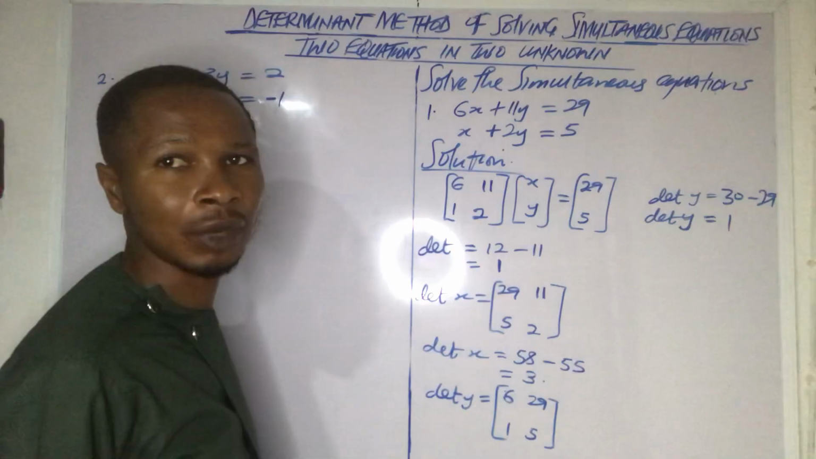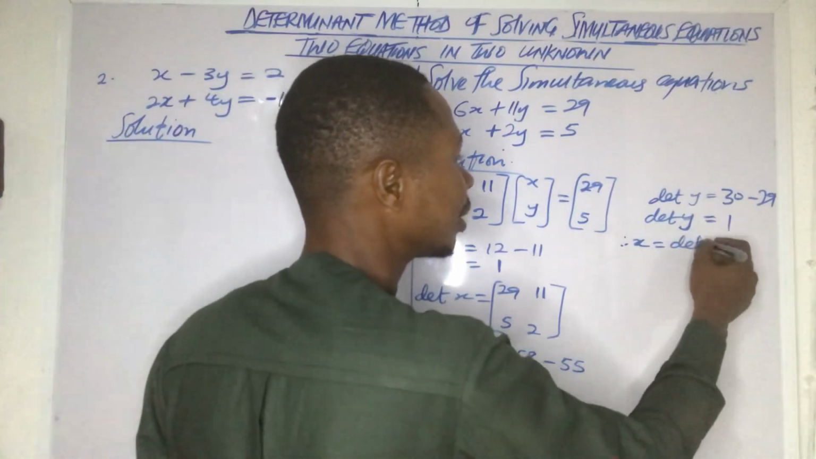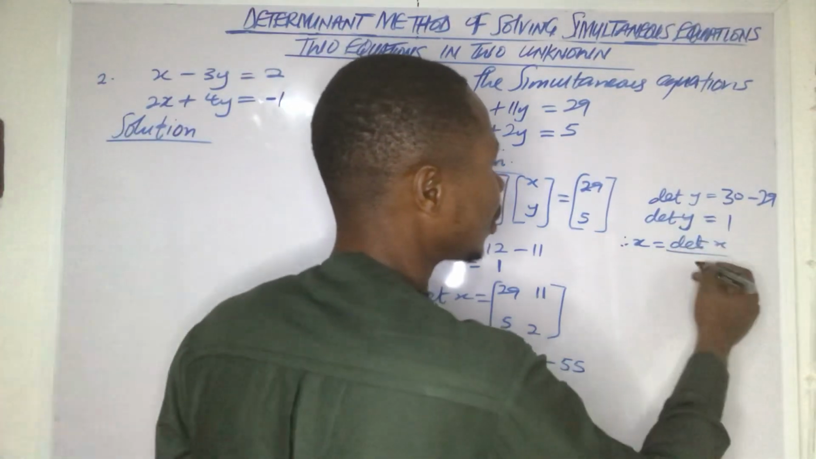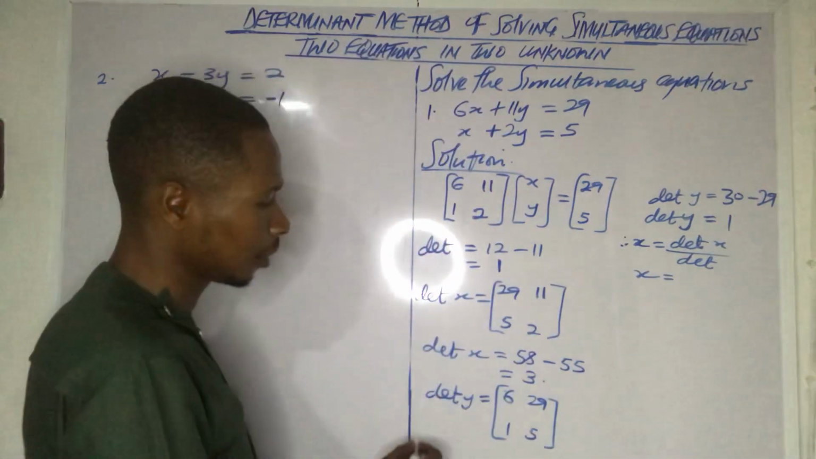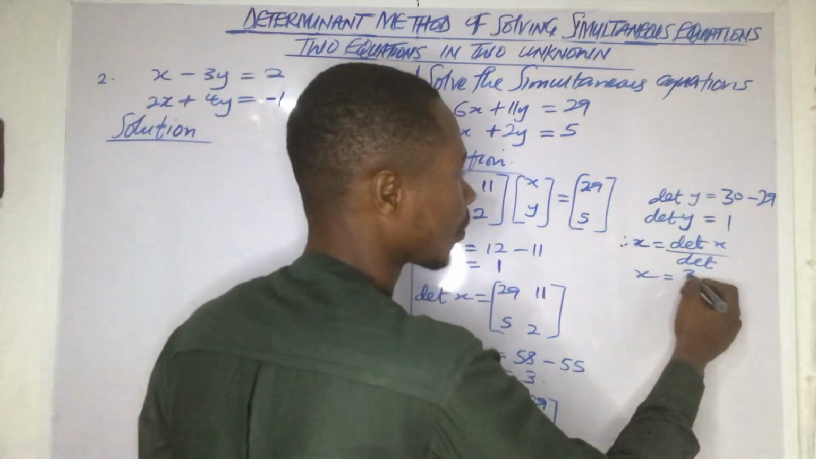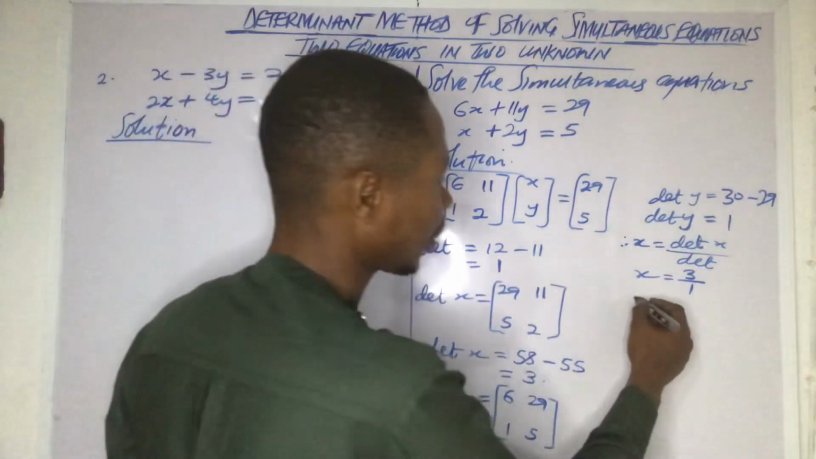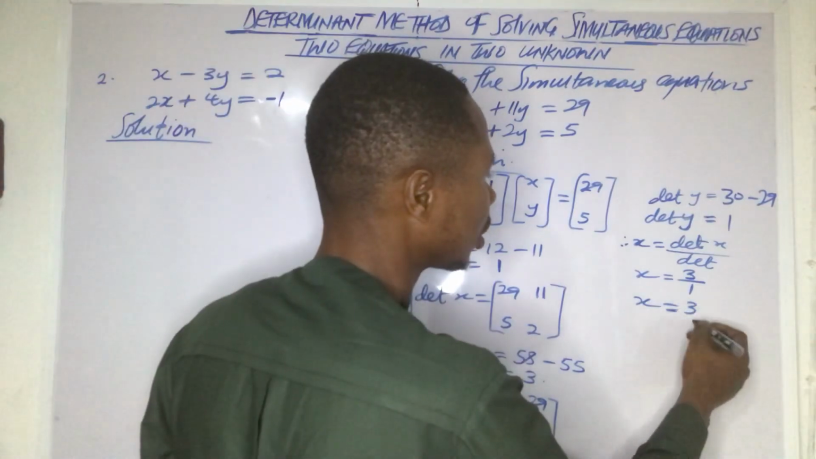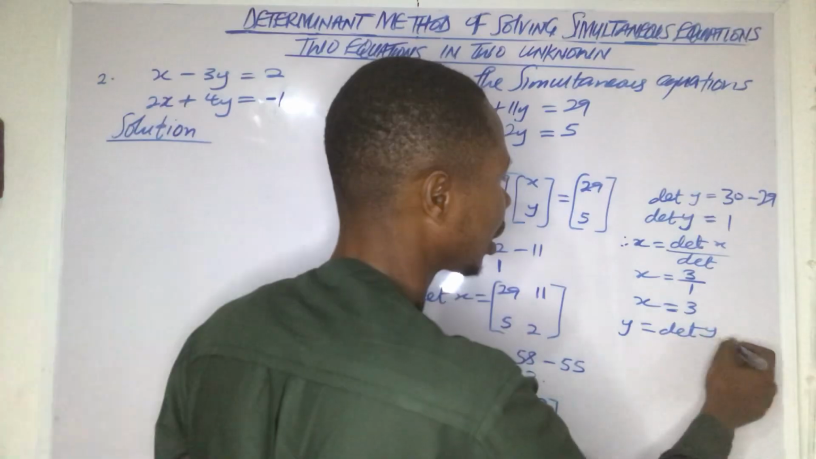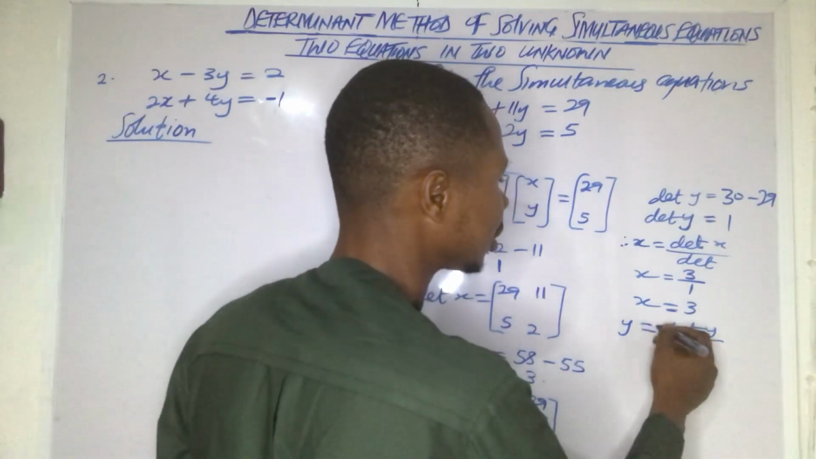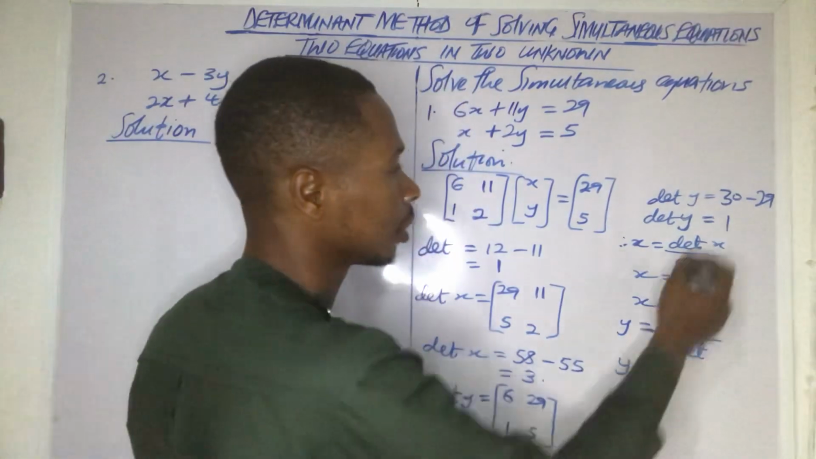So to find the values of my x and y, say therefore x is equal to det x over the determinant. So x will be equal to what? Det x, the determinant of x, that's 3, over the general determinant, which is 1. So therefore my x will be equal to 3. Then y will be equal to det y over the determinant. Then my y will be equal to, what, det y is 1.